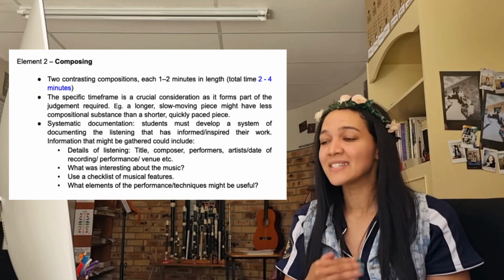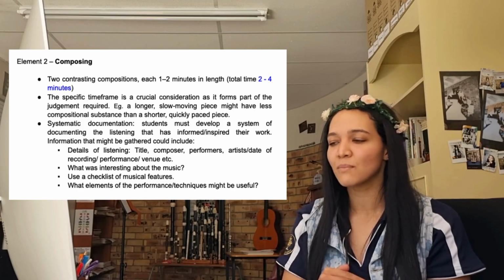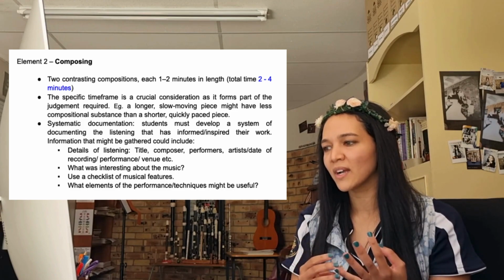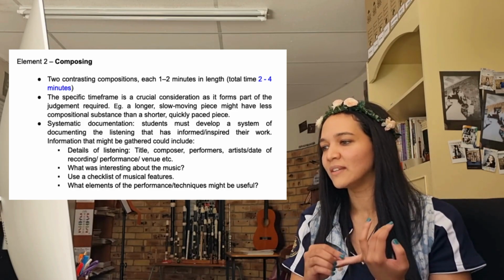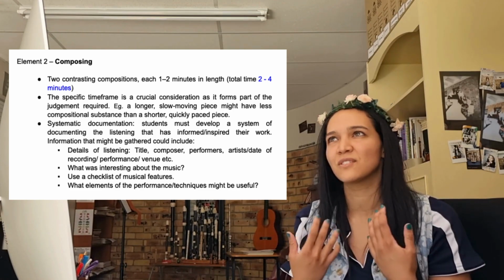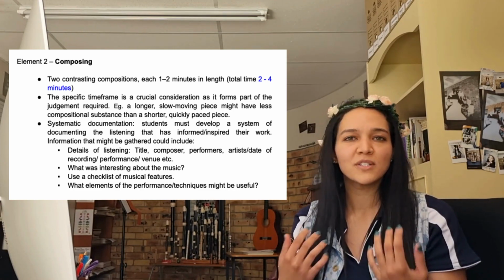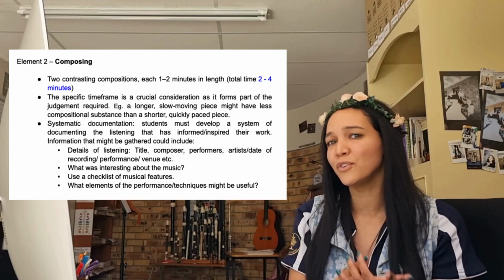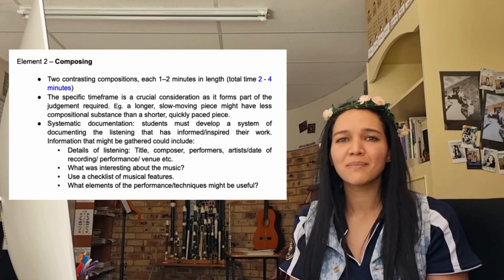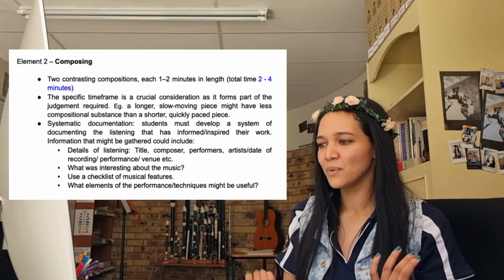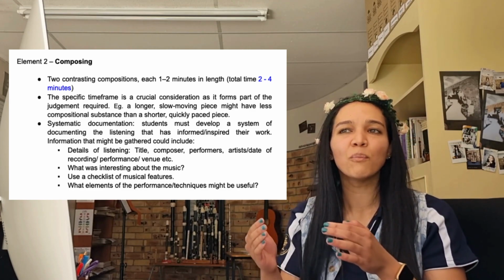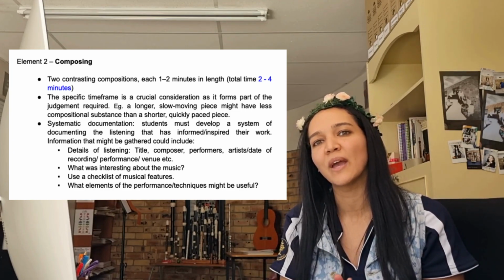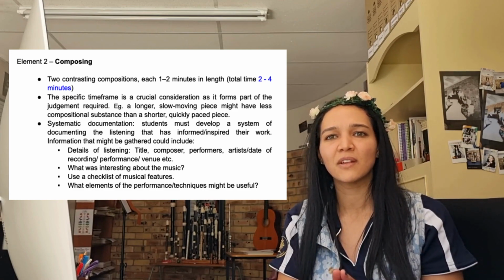Then you also really need systematic documentation here. You must develop a system of documenting the listening that has informed or inspired your work. Information that you can gather could include details of listening: what type of composers you've listened to, titles of pieces, performers, artists, type of recordings, type of clips, whether you've listened on Spotify or on YouTube, anything like that. Then what was interesting about the music that you listened to? How did it inspire you? Use a checklist of musical features. This is all background and groundwork for yourself. It's not necessarily something you're going to hand in to Cambridge, but it will really inform what you're doing in your compositions.